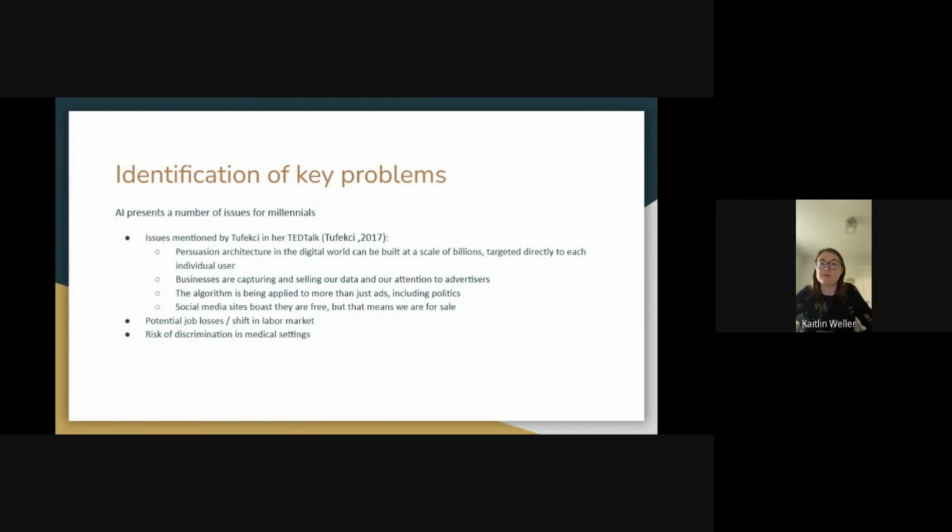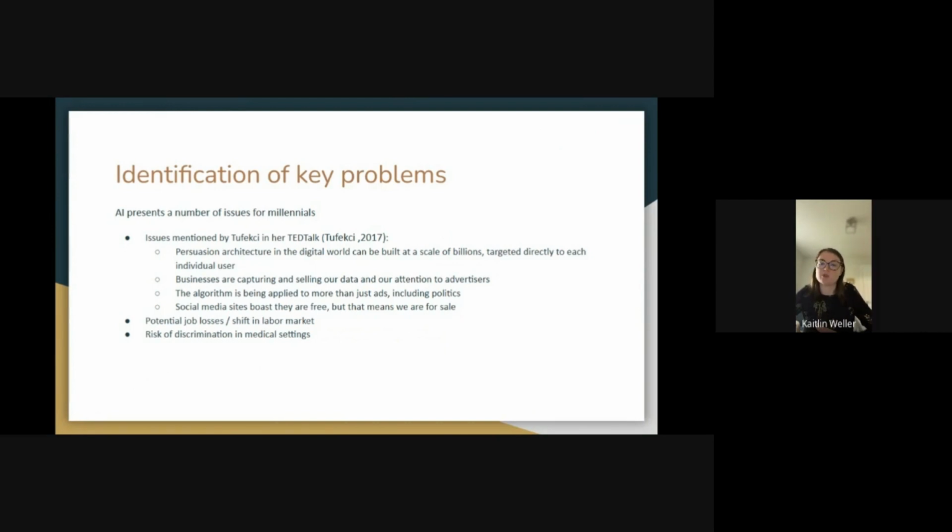A couple other problems that are facing millennials are the potential job losses and shift in the job market. So AI is actually starting to be able to do jobs that millennials are doing. So millennials could end up being replaced by AI in some of these positions, which could be problematic because it could lead to a lack of jobs for millennials.